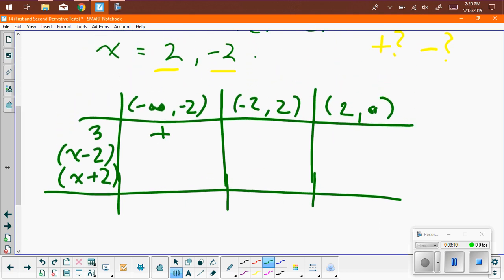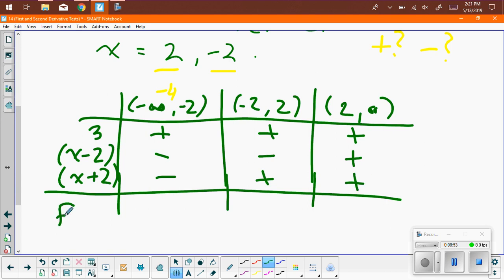The constant 3 is always positive. For x minus 2, one way you can check is to do a little test. In my head, I'm going to try negative 4 because it's in the first interval. Negative 4 minus 2 is negative 6, so this is negative. In my middle interval, I'll try 0. 0 minus 2 is negative 2, so it's negative. And my final interval is positive. For x plus 2, sorry, I don't have positive there, I have negative, and this one is positive, and this one is positive.